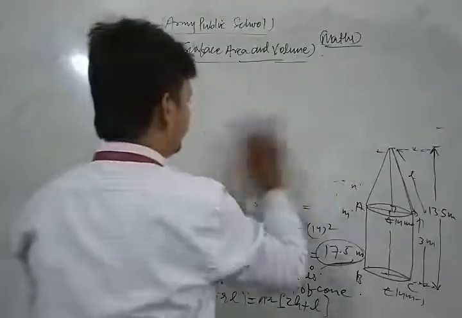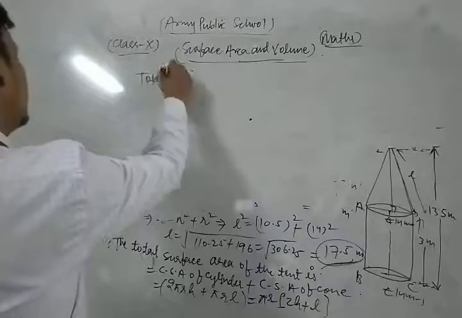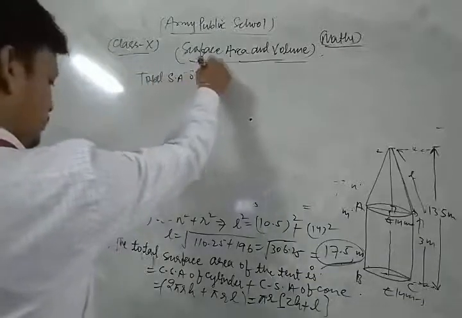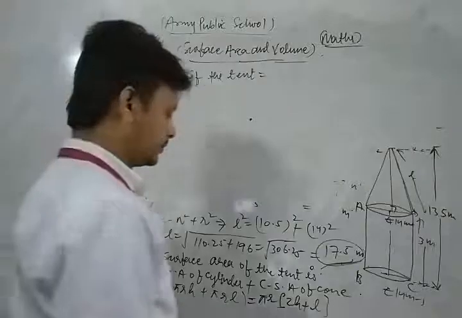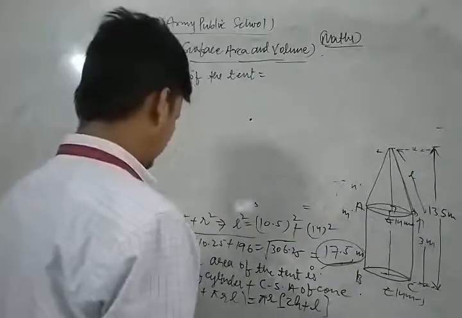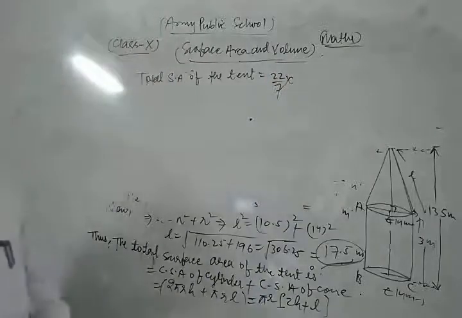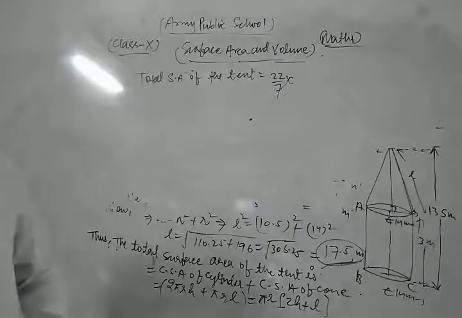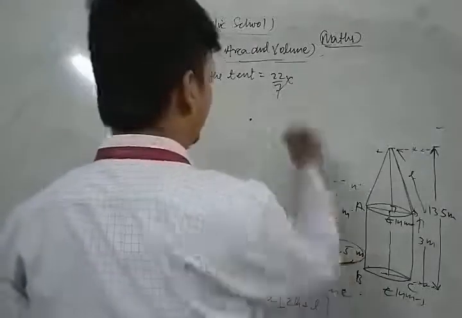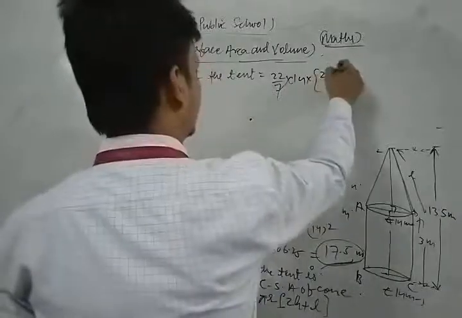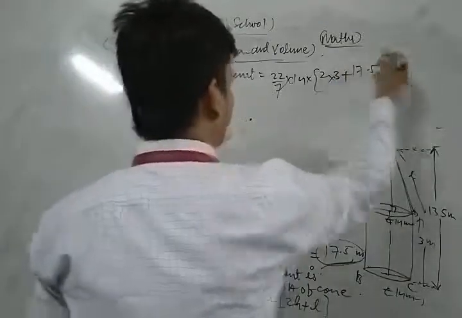Now dear friends, we put all the values in this formula. The total surface area of the tent is π, which is 22 upon 7, into r, which is 14, in bracket 2h, this is 2 times 3, plus l, which is 17.5.